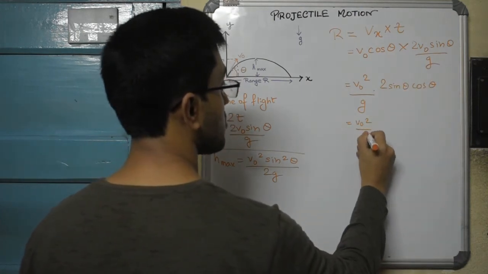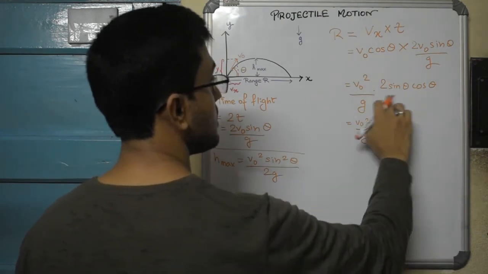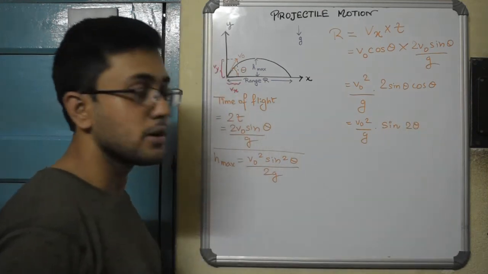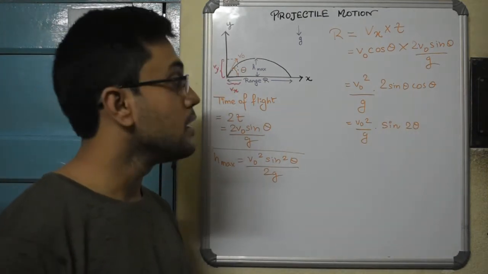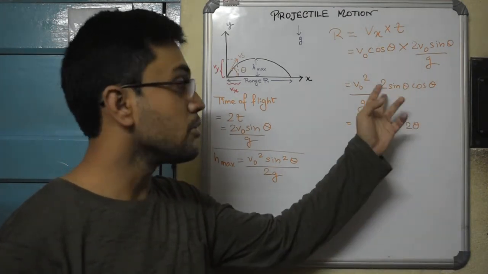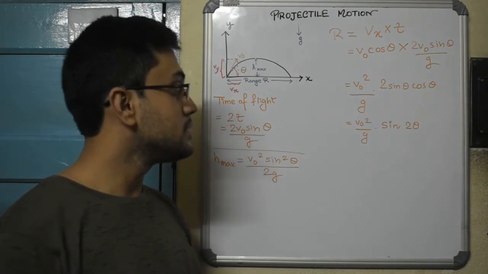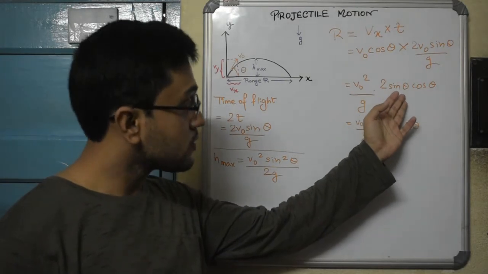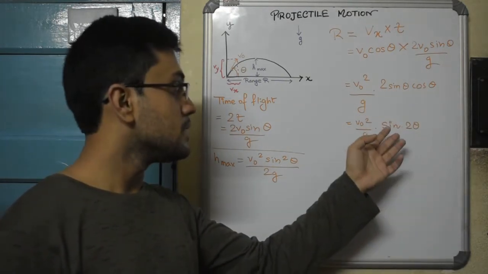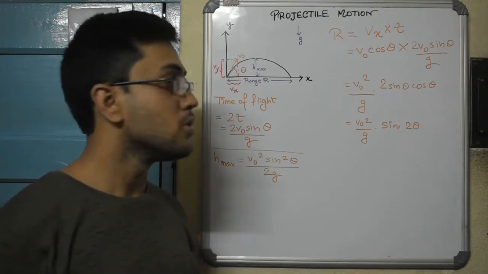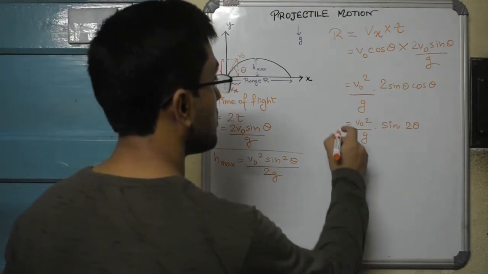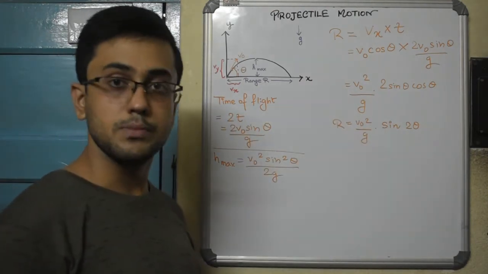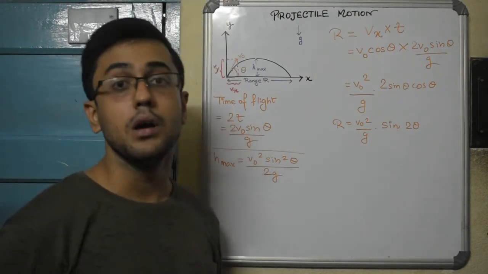Now when you study trigonometry, you will know that this expression 2 sin theta cos theta can also be written as sine of 2 theta. You can try it at home as well. Say you take 30 degrees, you put in your calculator sine 30 into cos 30 into 2, and whatever value you find, you will see it is exactly the same as sine of 2 into 30, that is sine 60. Similarly, 2 times sine of 37 into cos of 37 is the same as sine of 2 times 37, which is 74. So these expressions for the time of flight, for the maximum height, and for the range, you must be remembering. But obviously you should also remember how you derived them.